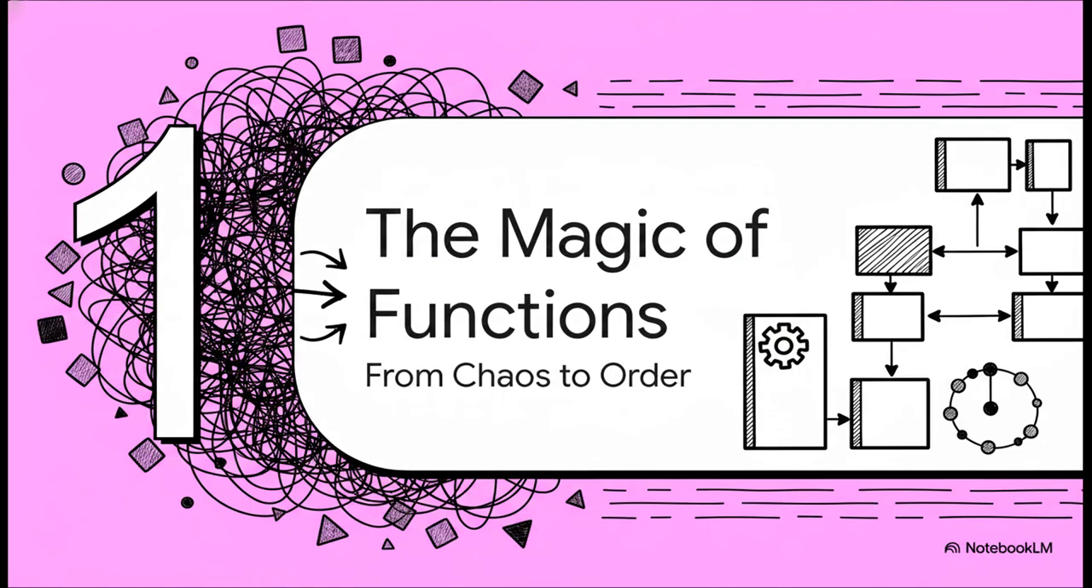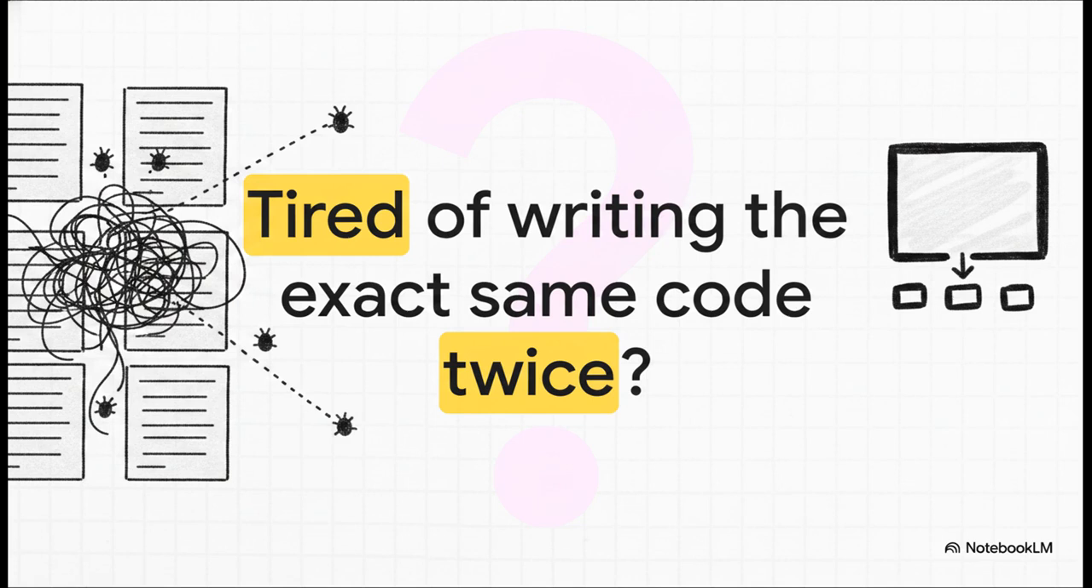Let's see how we go from total chaos to perfect order by solving the really fundamental problem of repetitive programming. Be honest with me here. Are you tired of writing the exact same chunk of code twice, or 3 times? 50 times? When you're just copying and pasting code over and over again, you end up creating what we call spaghetti code. It's a tangled, highly redundant mess. Because think about it, if you find a bug in one place, you literally have to hunt it down in every single spot you pasted that text. It is an absolute nightmare. But thankfully, there is a seriously elegant solution.